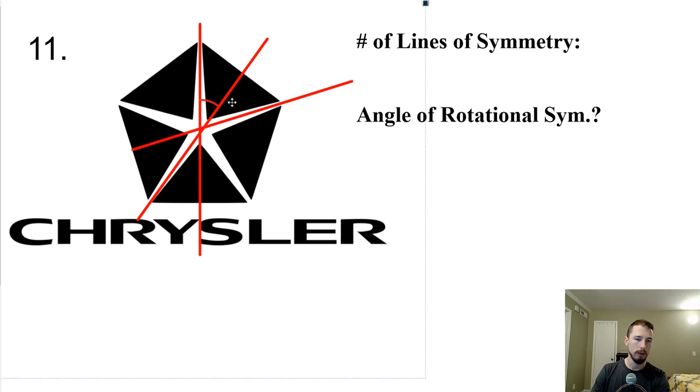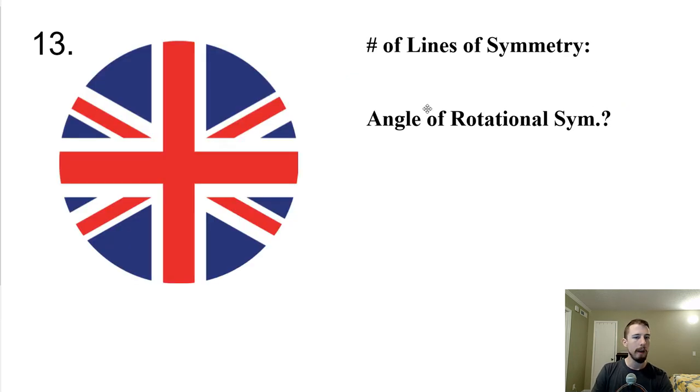Okay, so this actually should go from this petal all the way to this petal. Isn't that lovely? Let me try that again. So from here all the way to here, which is going to be 72 degrees, because it's like a pentagon, right? So it is 72 degrees for the angle of rotational symmetry. Number of lines of symmetry, we would have 5. Probably noticing a pattern there.